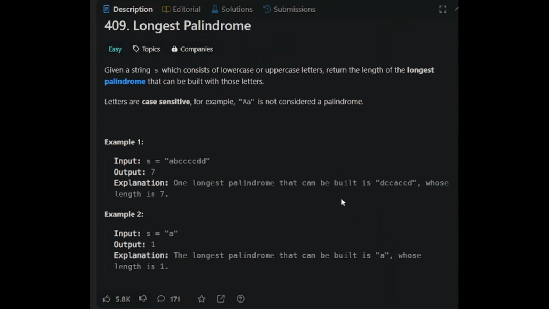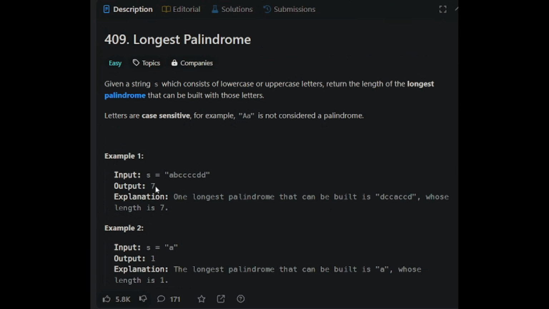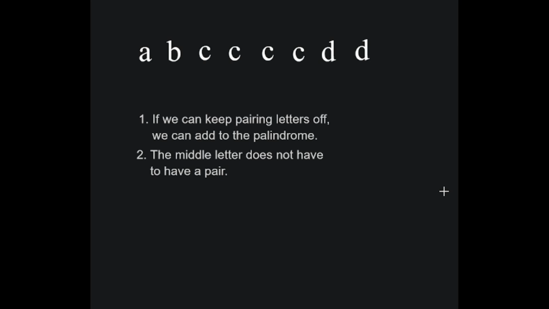So let's go back to the question a little bit and see what exactly we're required to do. We're required to calculate the length of the longest palindrome, right? We don't actually have to return what the longest palindrome is. In fact, there's no one longest palindrome. Their palindrome is different from mine. How do we calculate what the longest palindrome is based on the information we have here?